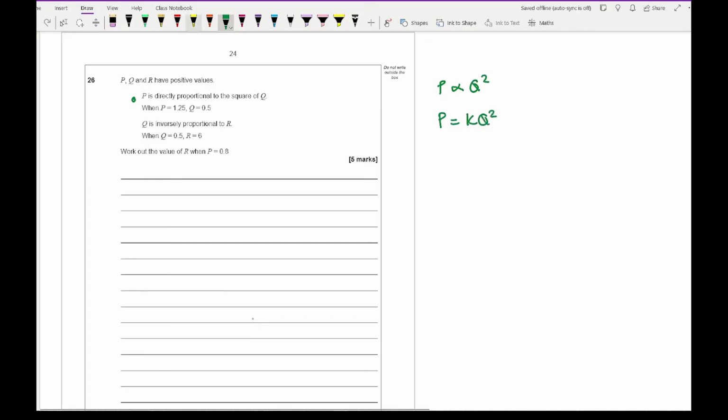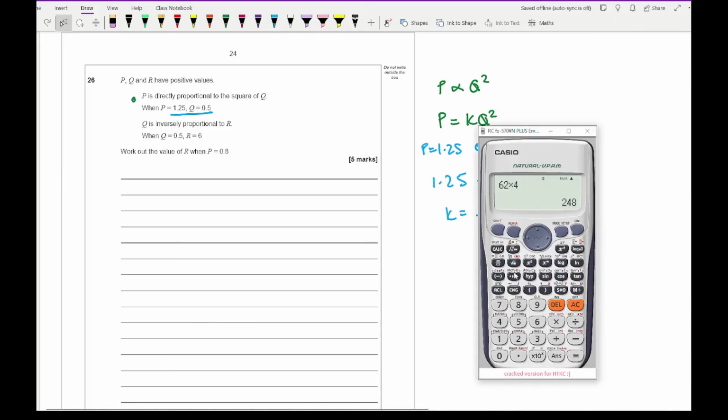And this is where I substitute these numbers in to find out what the K value is going to be. So if P equals 1.25 and Q equals 0.5, and I substitute the numbers in, I've got 1.25 equals K times 0.5 squared. So K equals 1.25 over 0.5 squared, which gives me a K value of, and again, I'm just going to get the calculator out.